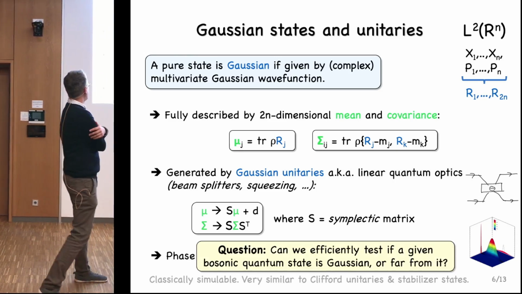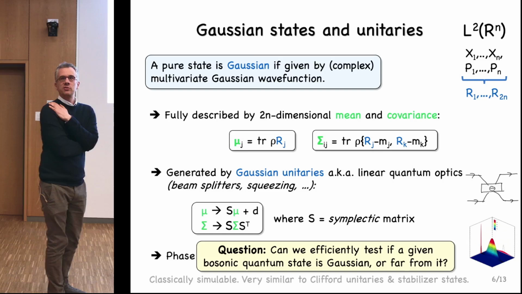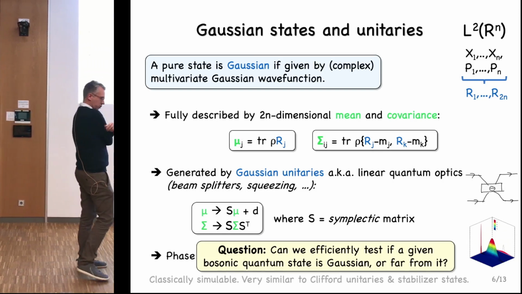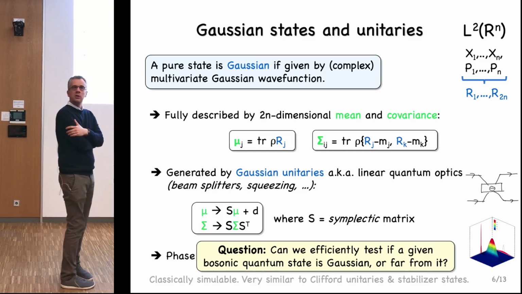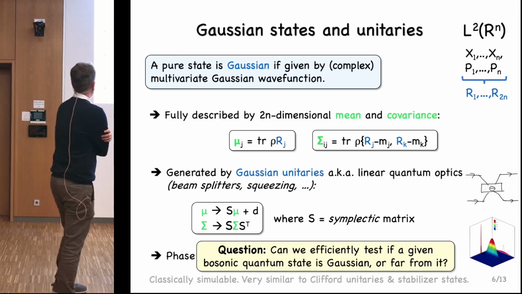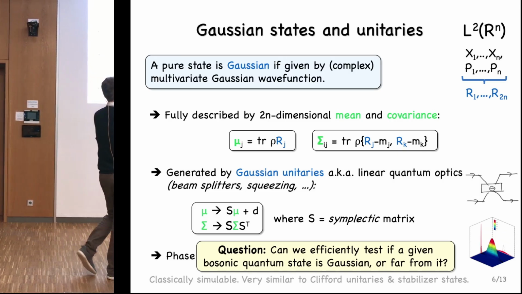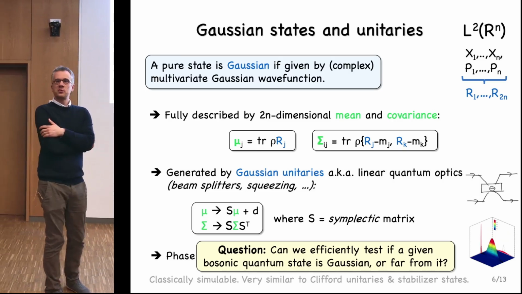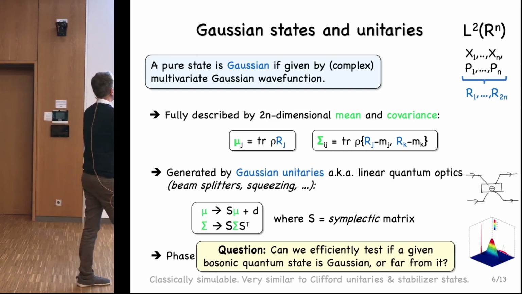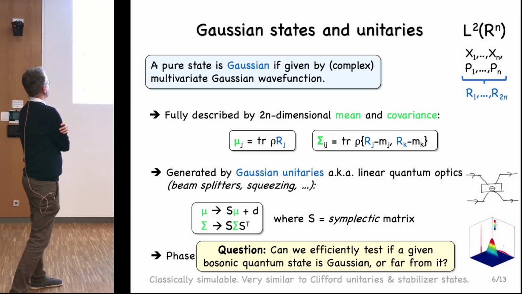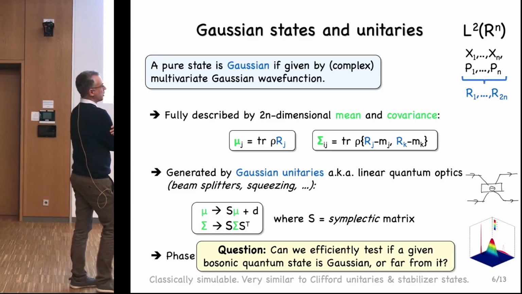So the question we want to ask is, can one efficiently test if a given continuous variable quantum state is Gaussian, or far from it? That's the precise question of the talk. It's a simple question, because it's about the simplest possible continuous variable quantum states we can imagine. But it's already a little bit interesting, because it's maybe still not clear how to attack the problem.